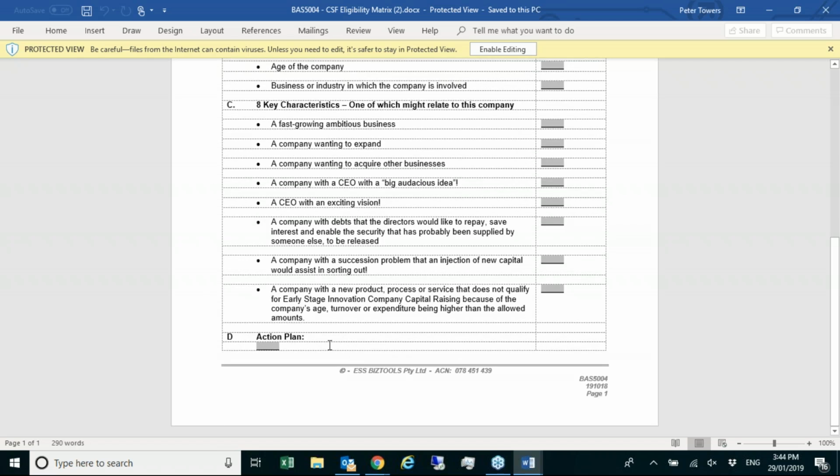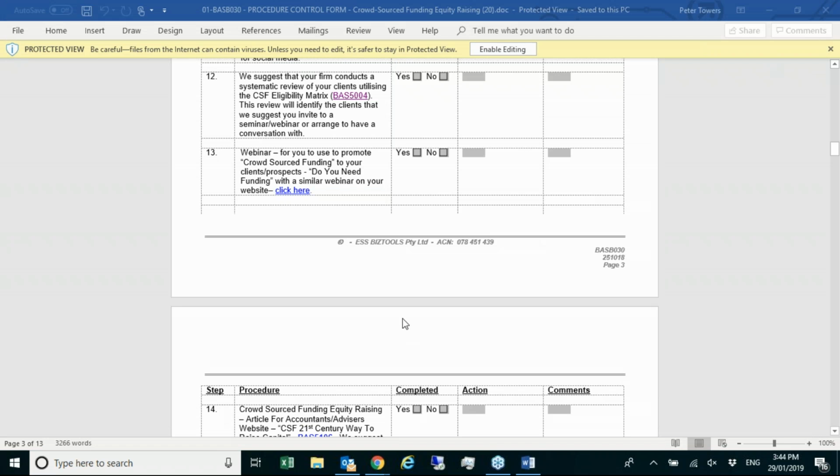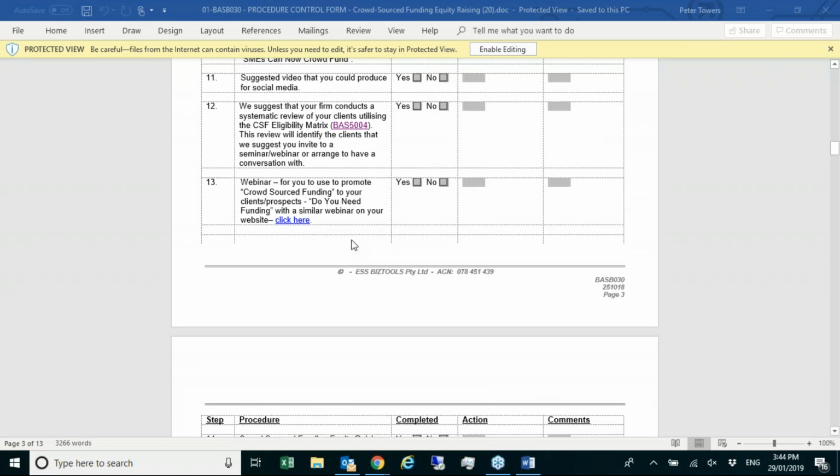And then what's the action? Now our suggested action, which we're now going to go back to, is that you invite them in for a seminar or a webinar. Okay? Anyone got any questions on that?